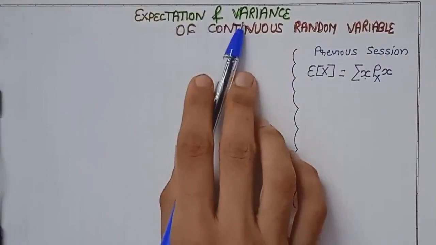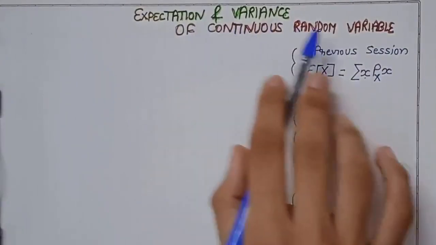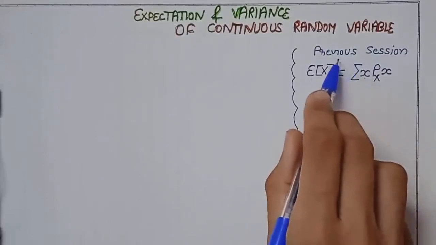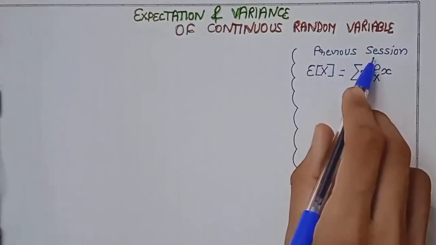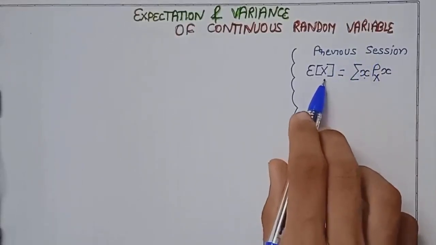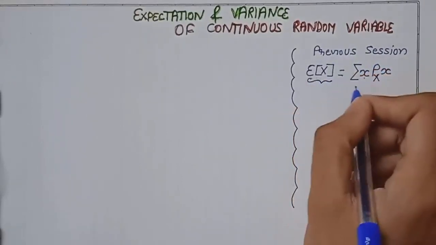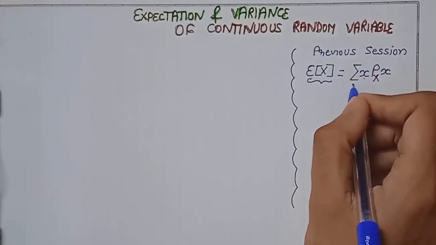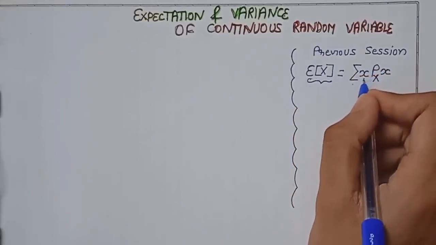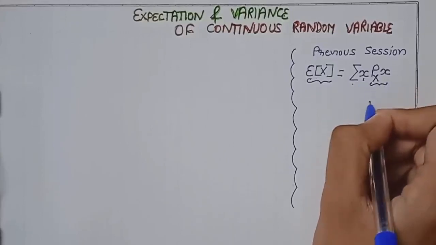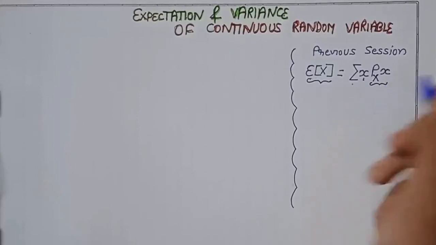Expectation and variance of continuous random variable. So in the previous session we have seen that expectation for the discrete random variable is denoted by this symbol, and it is equal to the summation of product of the values that random variable can take and the respective probabilities that we're going to get from the PMF table.